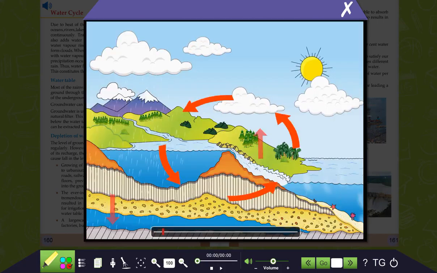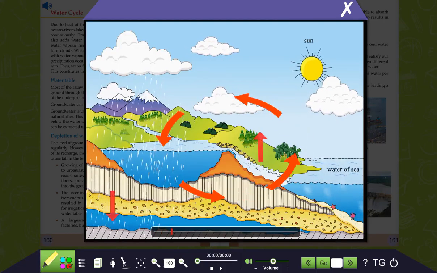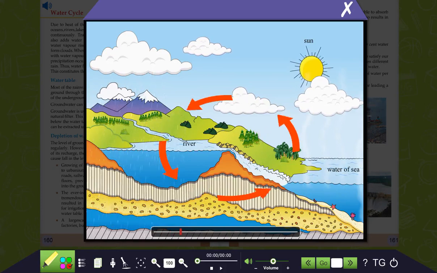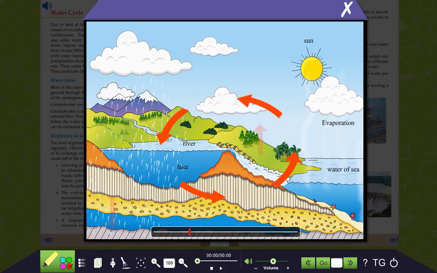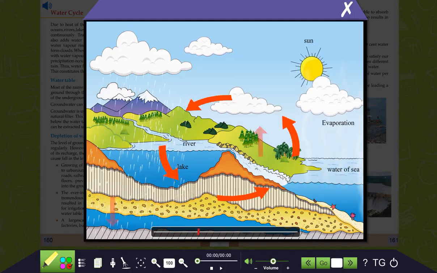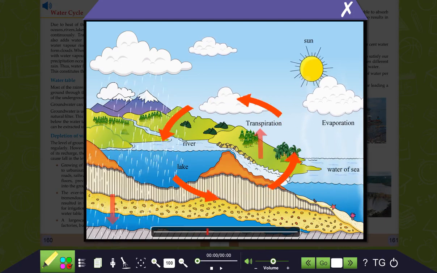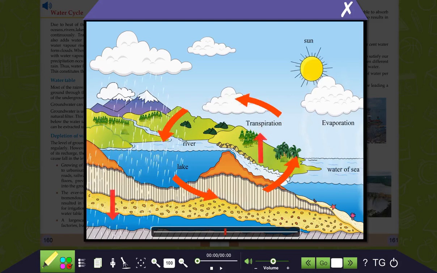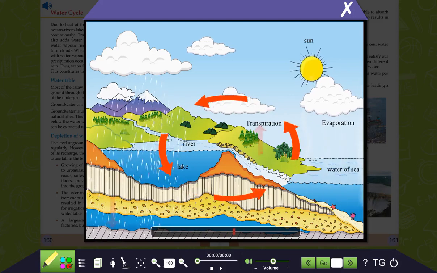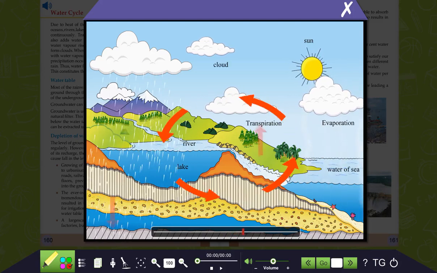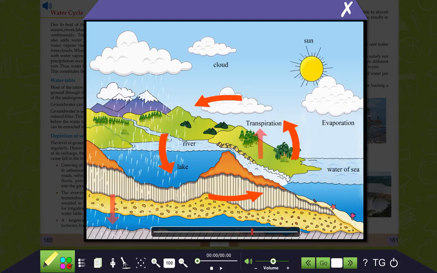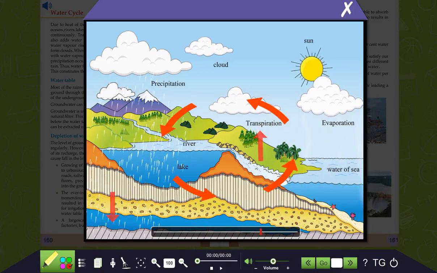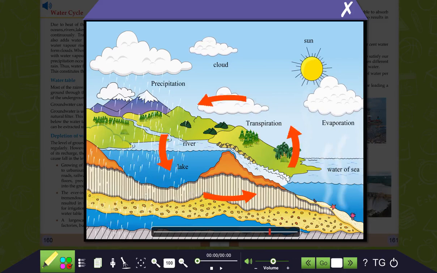Water cycle. Due to the heat of the sun, water of seas, oceans, rivers, lakes, etc. gets evaporated continuously. Transpiration of plants also adds water vapor to the air. This water vapor rises and condenses to form clouds. When clouds are saturated with water vapor and become heavy, precipitation occurs, which accounts for rain.